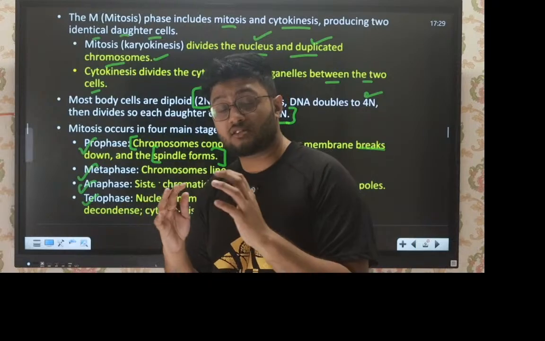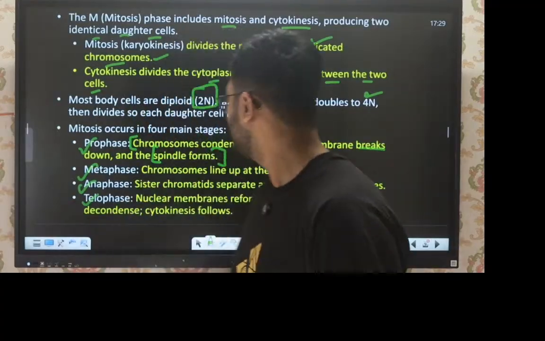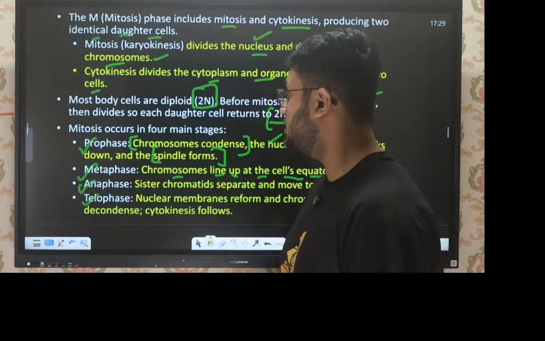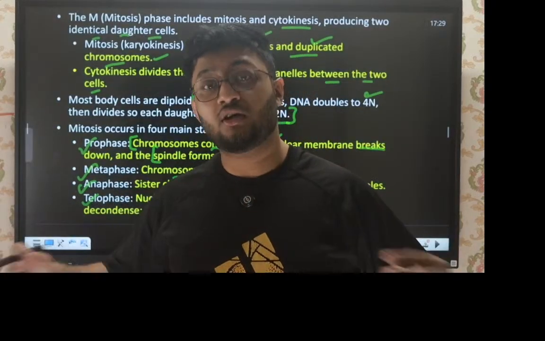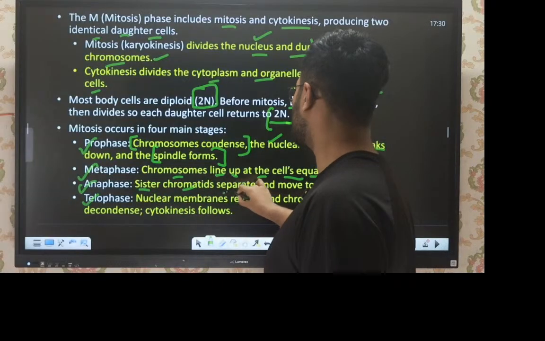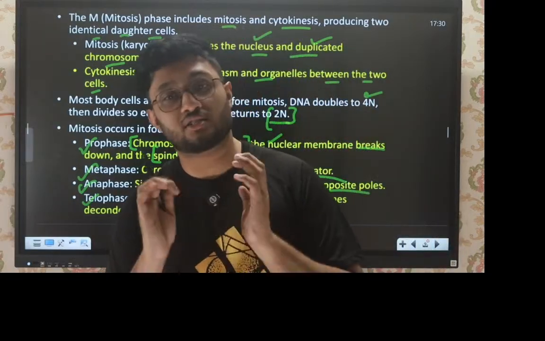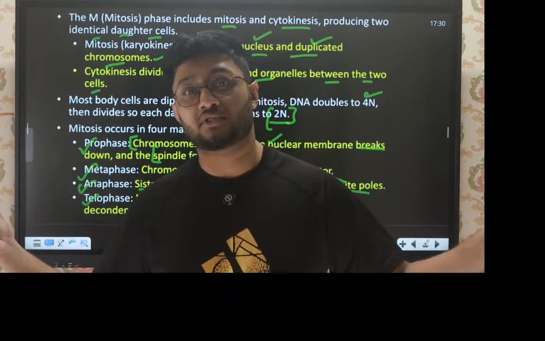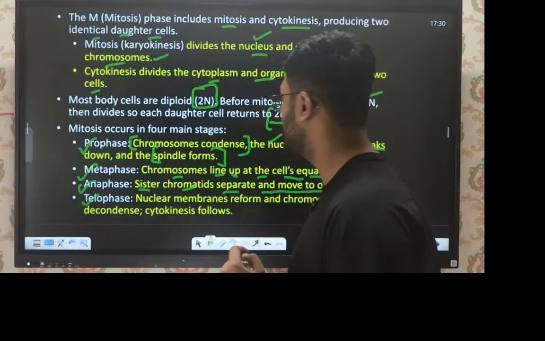What happens in metaphase? All the chromosomes that have condensed appear at the equator, basically the center of the cell. Chromosomes line up at the cell's equator. Now that the chromosomes are at the center of the cell, they have to go to the poles, and we call this phase anaphase. The sister chromatids are separated and moved to the opposite poles, basically right and left, or north and south, whatever makes it easy for you.